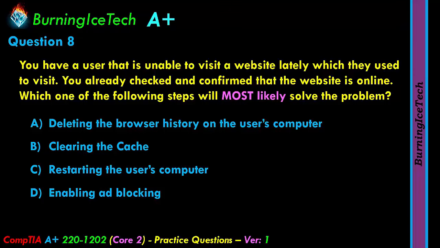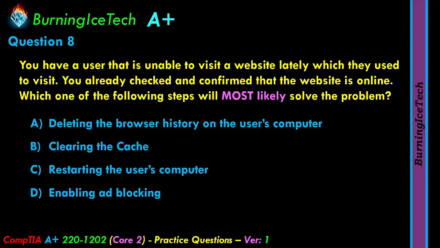Normally they'll just put it in capital letters and highlight it in bold, from what I've seen. So there is possibly more than one answer here, folks, that's possibly correct. So this person used to be able to visit this website. For some reason they can't do it anymore. You've checked, the website is online. What is most likely going to solve this problem?